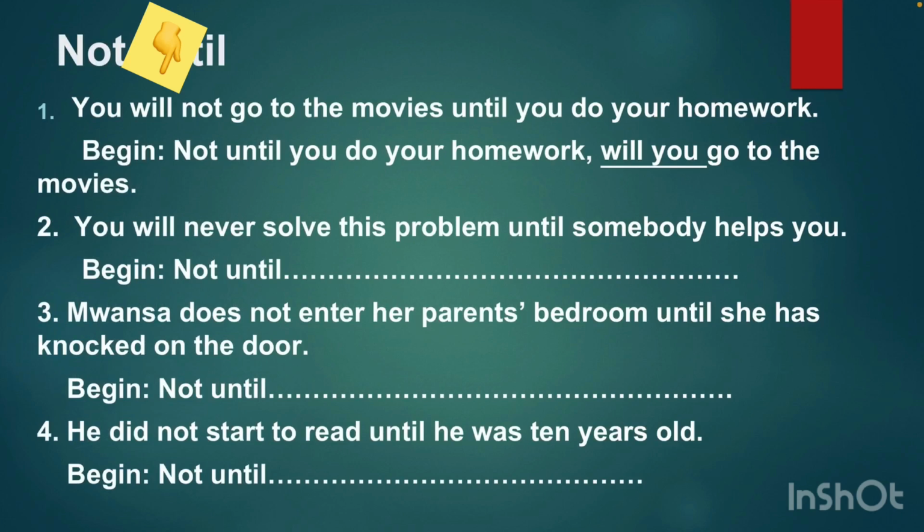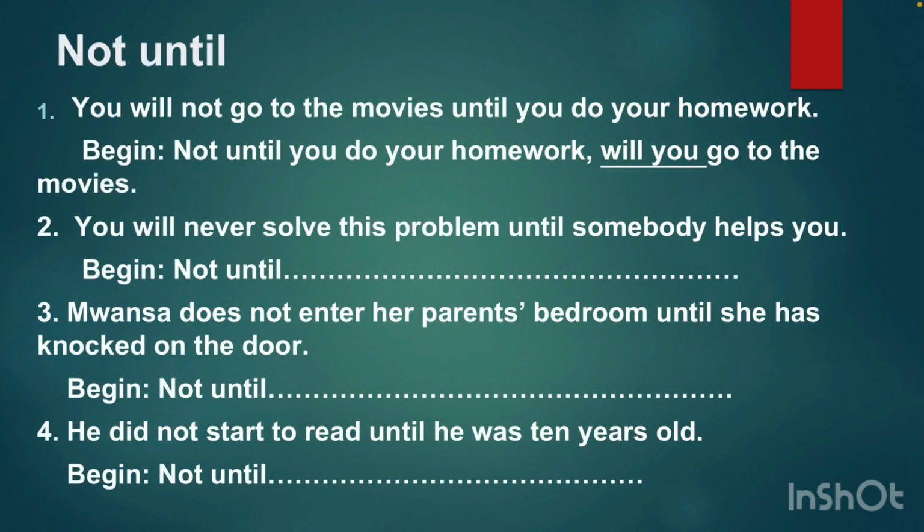Here it is, will you. And we are eliminating the word not. So, not until you do your homework will you go to the movies. You just swap the will and the you. Then remove the word not, because this person has now done the homework. The homework meaning after doing the homework, you are allowed to go to the movies. So not until you do your homework will you go to the movies. You just swap the auxiliary verb and the subject pronoun.